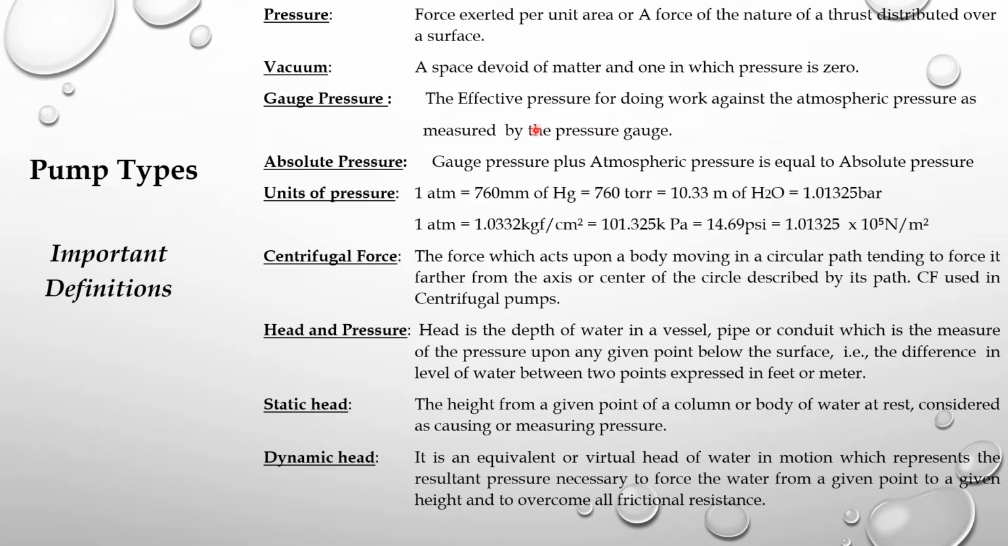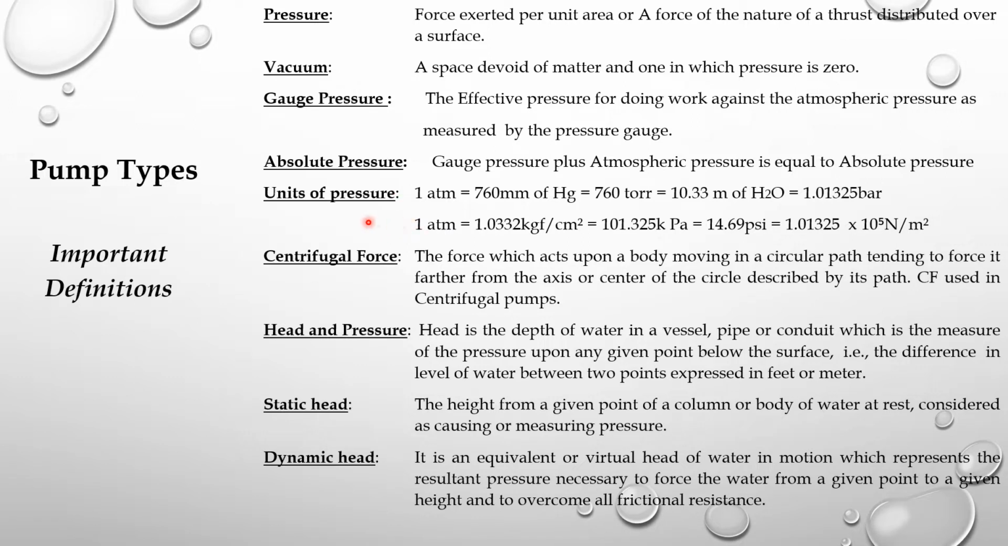Now the gauge pressure. The effective pressure for doing work against the atmospheric pressure as measured by the pressure gauge. This is the pressure shown in the gauge. Absolute pressure. Gauge pressure plus atmospheric pressure is equal to absolute pressure. We have to add the atmospheric pressure to the gauge pressure. It will give you the absolute pressure. What we are seeing in the gauge is only the gauge pressure.